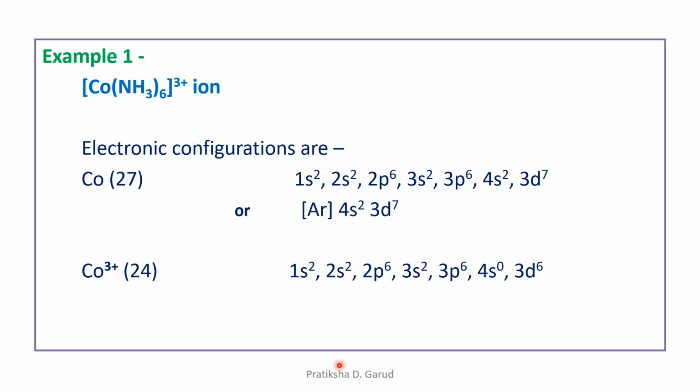So the electronic configuration is 1s2, 2s2, 2p6, 3s2, 3p6, 4s0, 3d6. We have removed 2 electrons from the 4s and 1 electron from the 3d. Or it is argon core 4s0, 3d6. So we have to put these electrons in the box diagram.